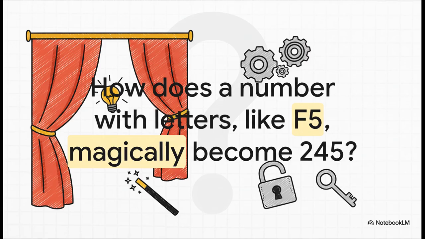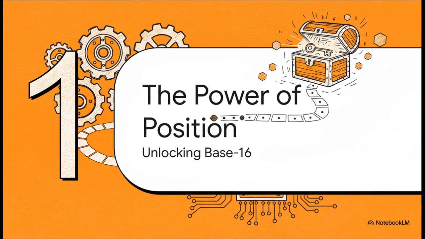So, you've probably seen these weird-looking numbers before, right? Things like F5 or 1C3. They look like a jumble of numbers and letters, but somehow they represent a single value. I mean, how on earth does F5, with a letter in it, magically turn into the number 245? It kind of seems impossible. Well, today we are pulling back the curtain and we're going to solve this puzzle together. The secret key to this whole thing is one really powerful idea: position.